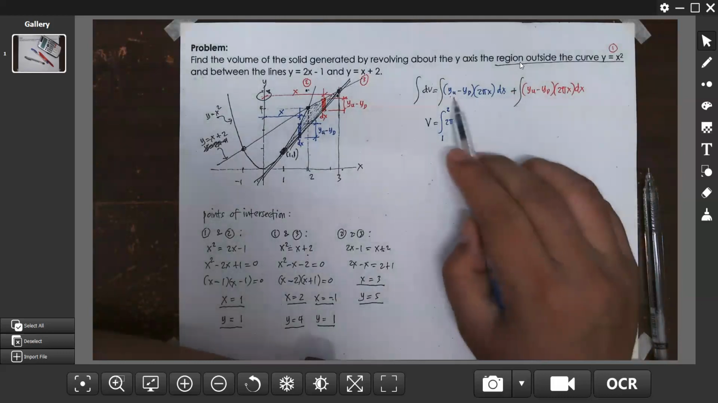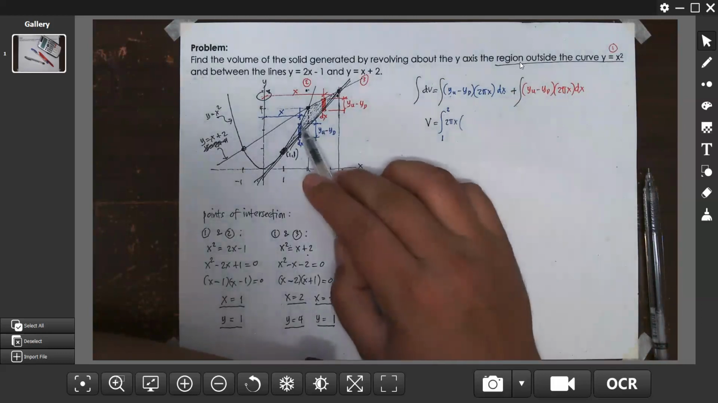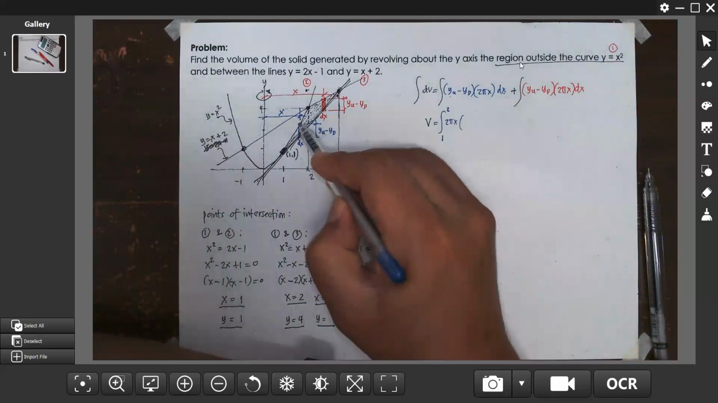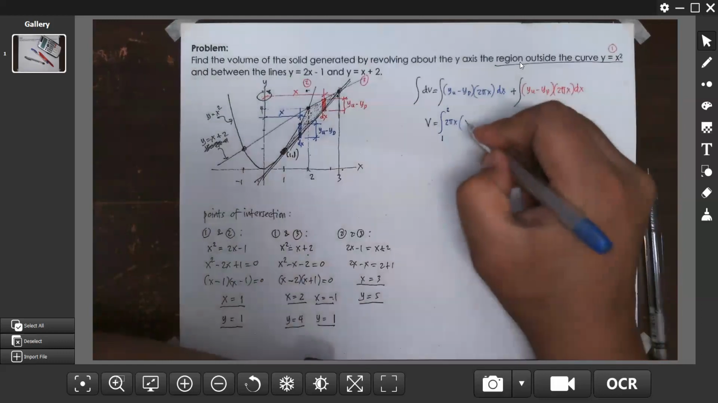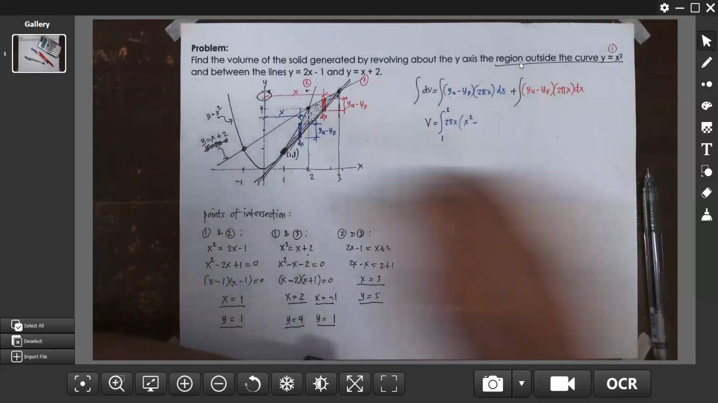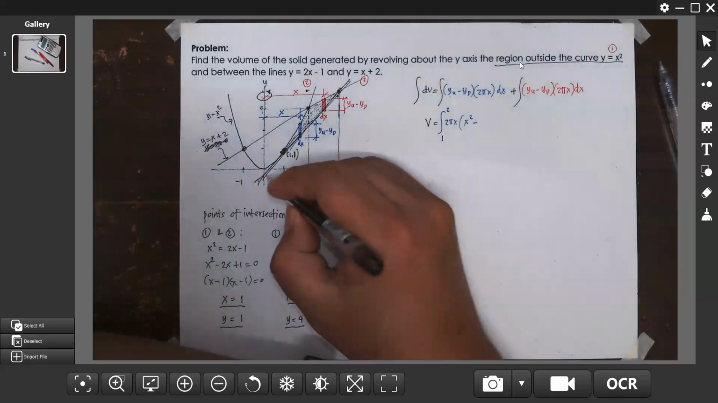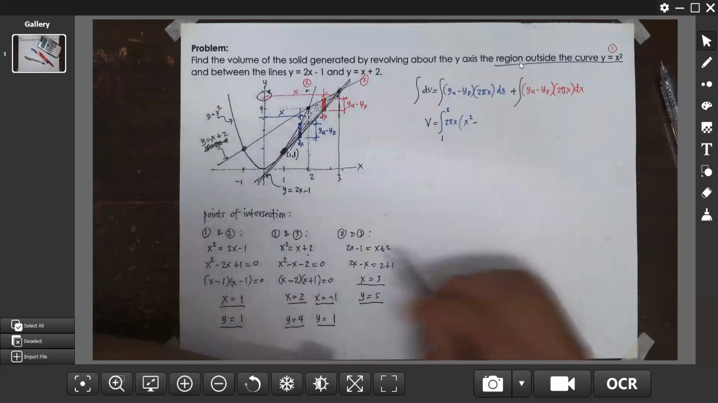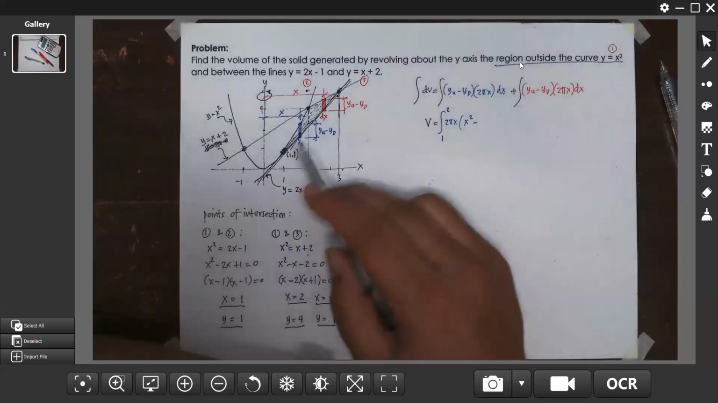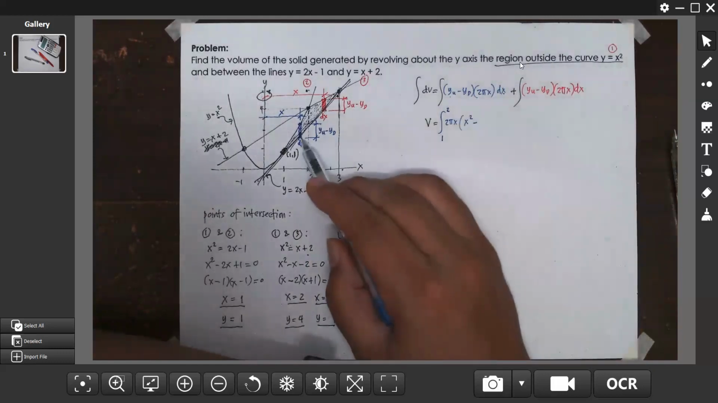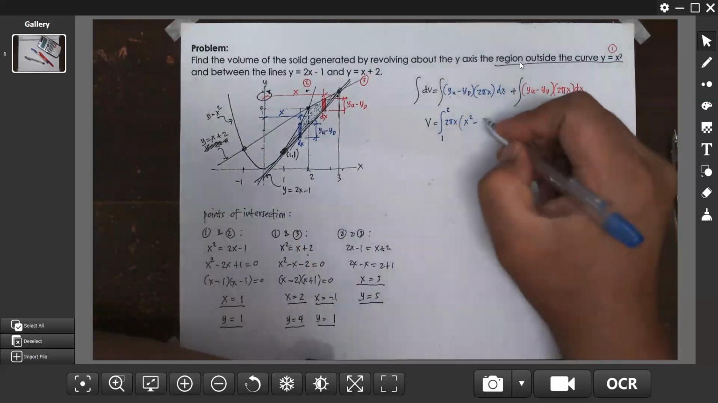Our y up for the blue strip is this one, no? Y up, which is the parabola. So our y is x squared. Our y down is this one. The equation of this line, this is curve number 2, is 2x minus 1. So our y down is this line, that's 2x minus 1.